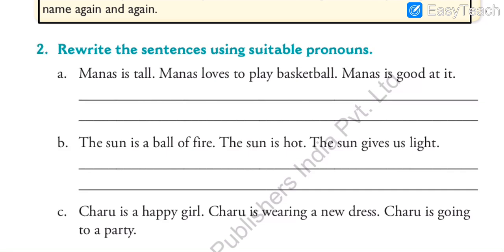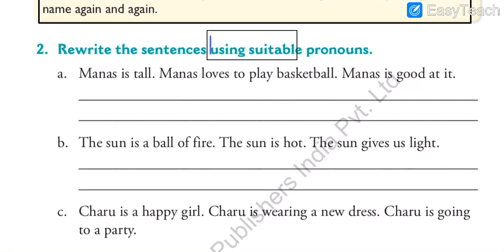How can you work it out in this sentence? For the first sentence, you have to keep it as it is. You cannot replace Manas in the first sentence. So Manas is tall, and then what? As Manas is a boy, you can write he, correct. So he loves to play basketball, he is good at it. So instead of Manas, you can put he. Okay, for the first sentence, let me write it for you, otherwise you're going to get confused.